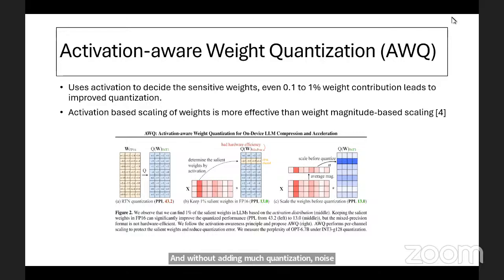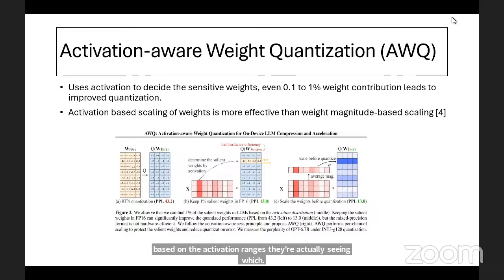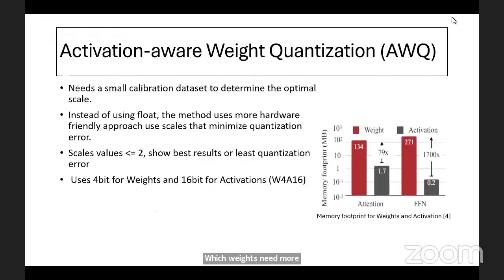So this way, since you need activations, you need a small calibration data set, which will allow you to understand the effect of weights on the activations. And based on the activation ranges, they're actually seeing which weights are more sensitive and which weights need more bits or scaled accordingly. So do you support variable bits per weight because of the activation aware?